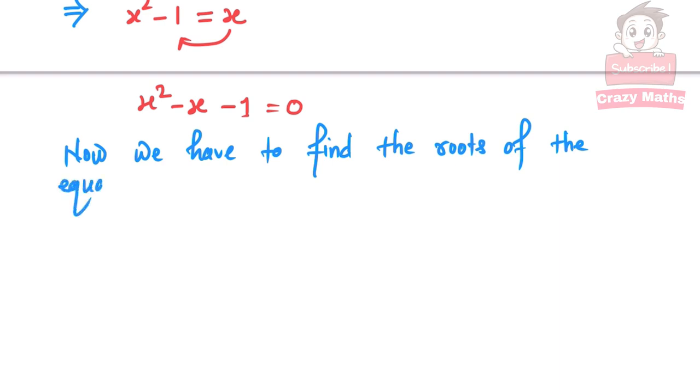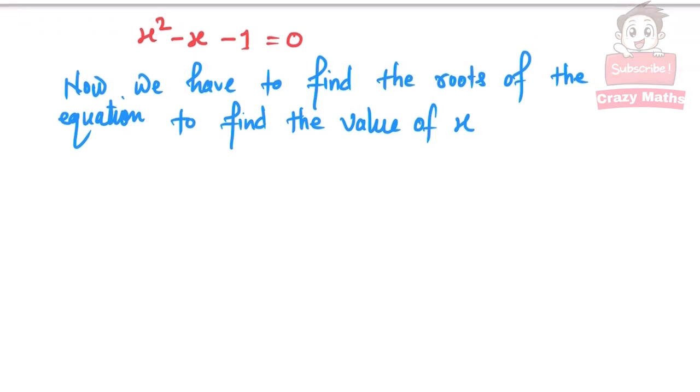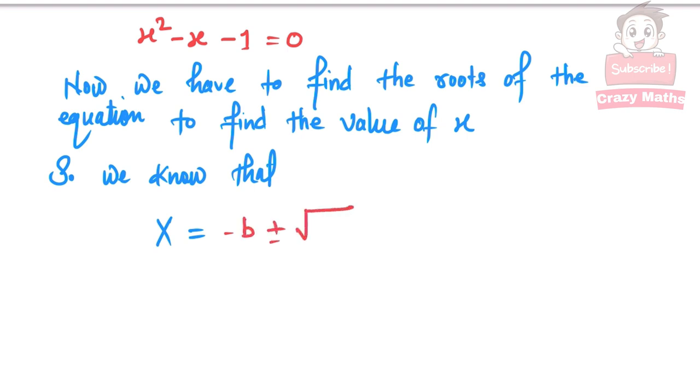Let's find the roots of the equation. To find the value of x, we know that x equals minus b plus minus root b square minus 4ac upon 2a.